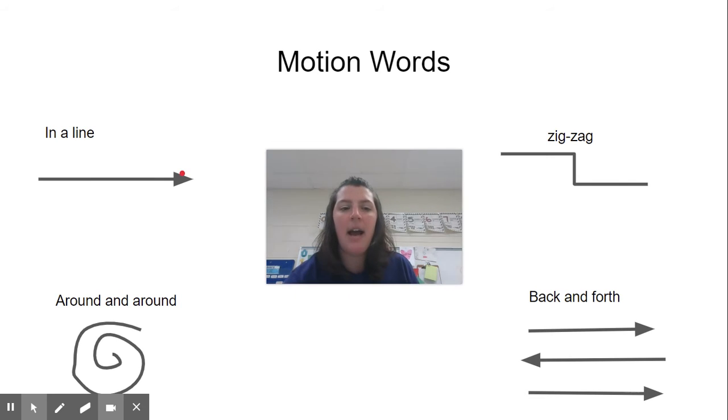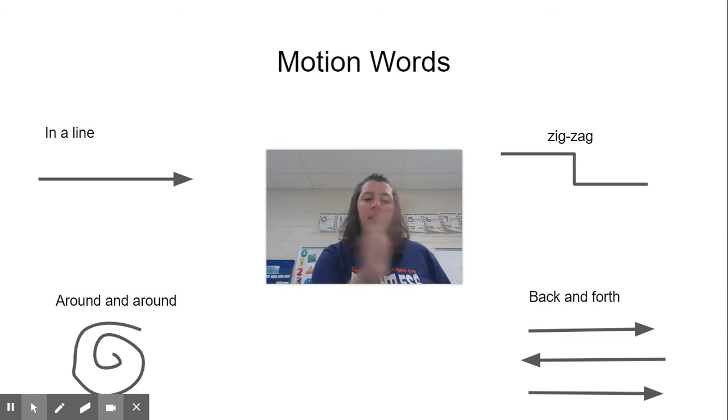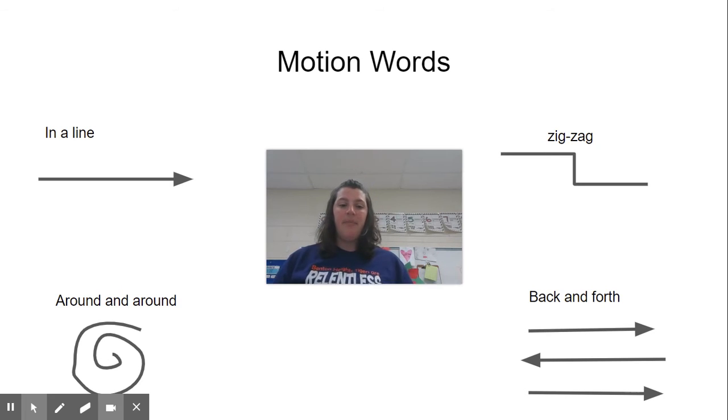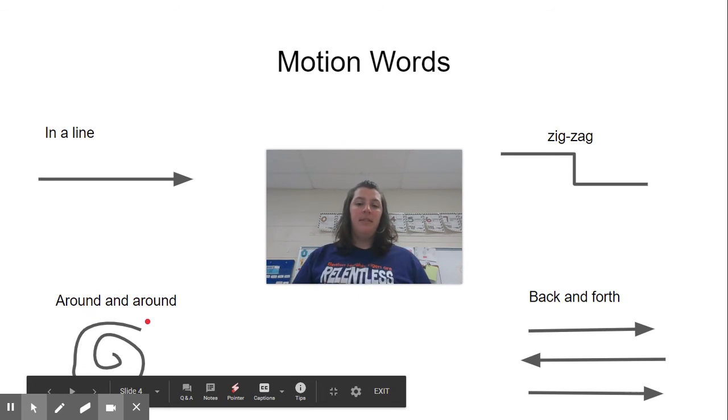All right, how about a zigzag? So that means you're kind of going back and forth, zigzagging. Can you try it? Zigzag, back and forth. We can do it with our hand too. Zigzag, back and forth. Kind of like a snake might move, right? All right, what was the next type of motion we talked about?